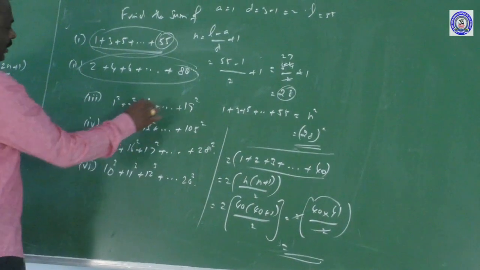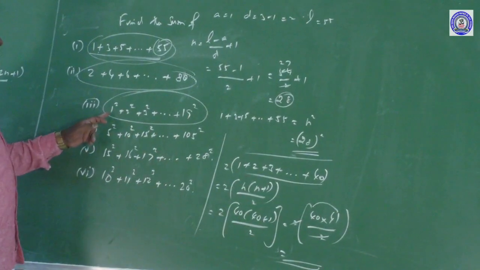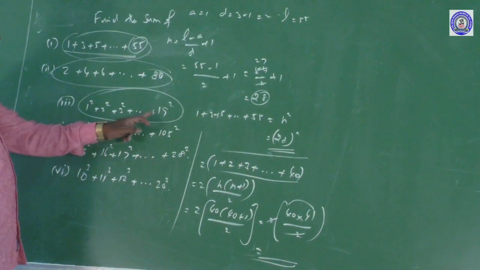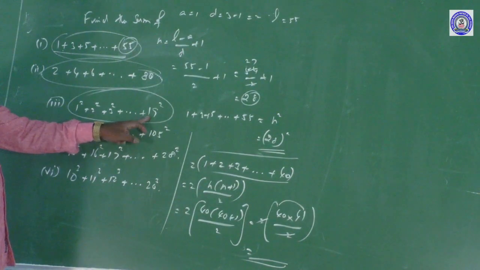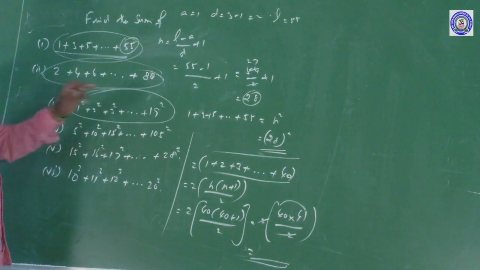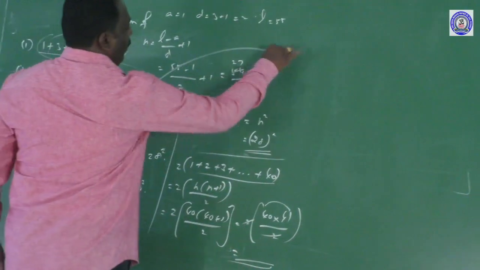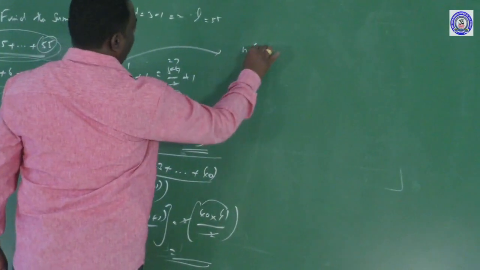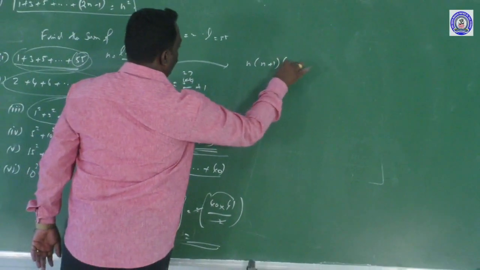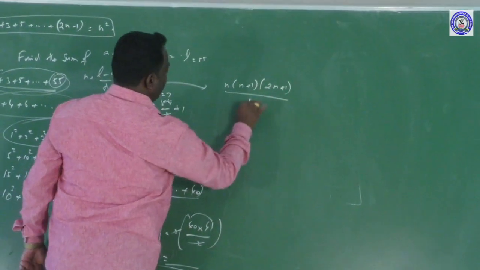And similarly, the third one is the squares. So 1 square plus 2 square plus 3 square etc. up to 19 square. Therefore, for the sum of n squares, we apply the formula n into n plus 1 into 2n plus 1 by 6.